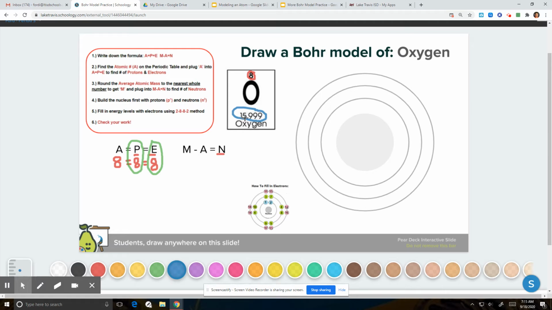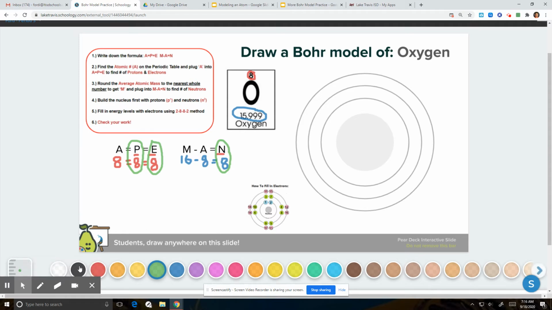And what I need to do first is determine which number it is closer to. Is it closer to 15 or is it closer to 16? I'm going to round it to the nearest whole number. And in this case, 15.999 is closer to 16. So the mass, or M, is going to be 16. So I'm going to come down here and write 16. I already know A is 8, so I'm going to go 16 minus 8 is equal to 8. And then I'm going to come up here and circle N and 8. And now if you see it spells P-E-N, that is a reminder that you can now pick up your pen and start drawing your Bohr model.